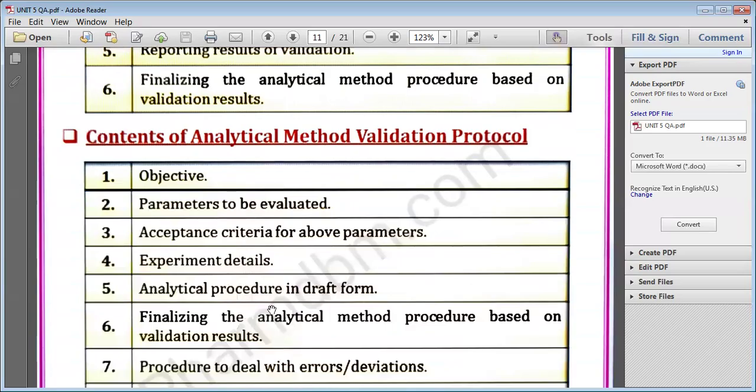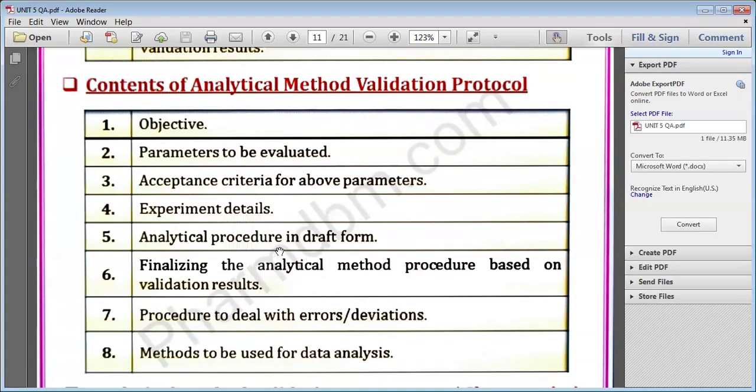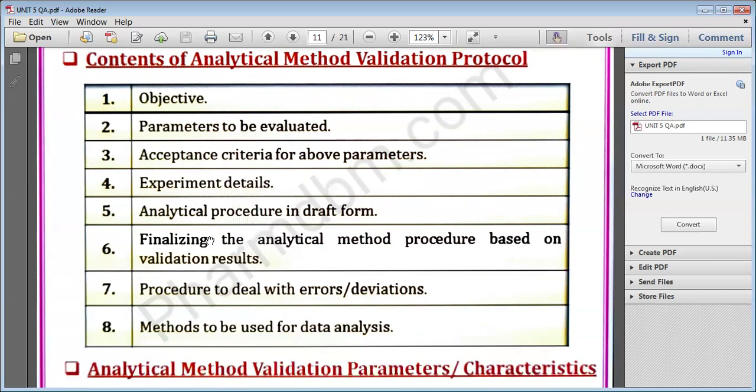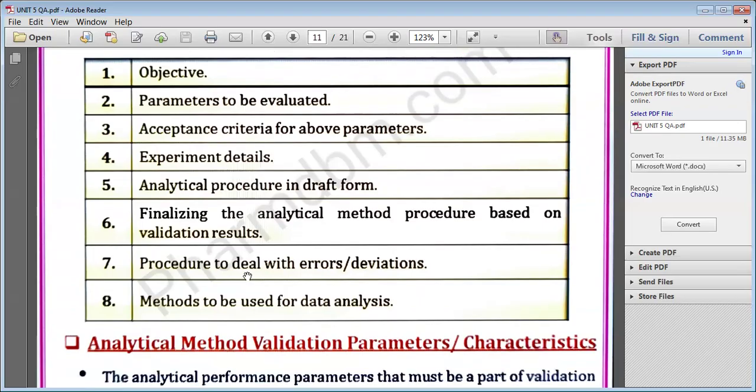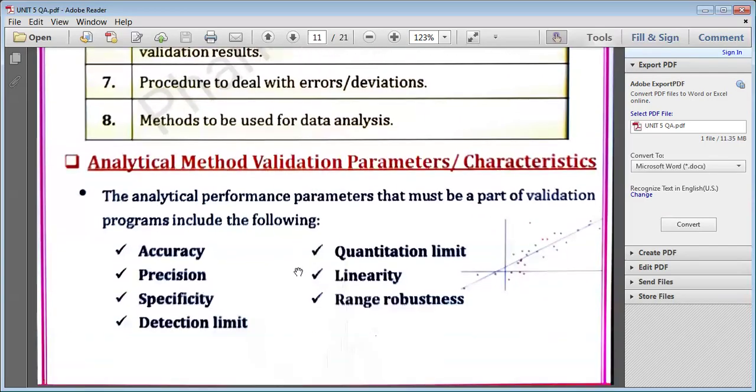So coming to the contents of the analytical method validation protocol: first one is the objective, second one is the parameters to be evaluated, third one is acceptance criteria for the above parameters, experimental details, analytical procedure in draft form, finalizing the analytical method procedure based on evaluation results, procedure to deal with errors and deviations, and methods to be used for the various data analysis.